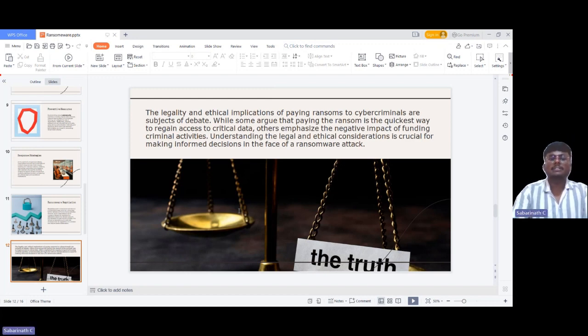The legality and the ethical implications of paying ransom to cybercriminals are subjects of debate. While some argue that paying the ransom is the quickest way to regain access to critical data, others emphasize the negative impact of funding criminal activities. Understanding the legal and ethical considerations is crucial for making informed decisions in the face of a ransomware attack.